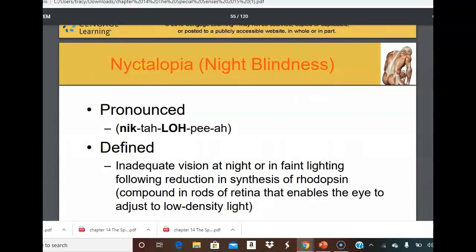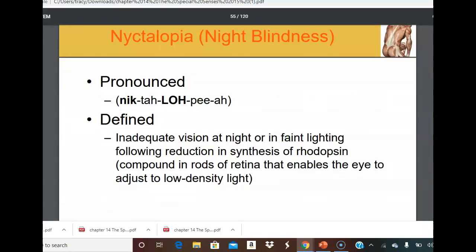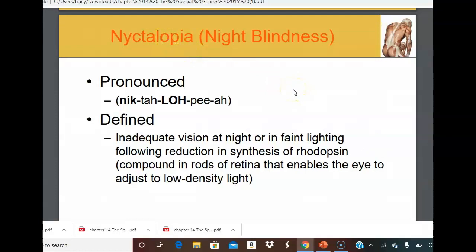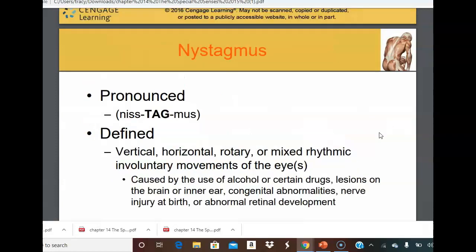Nyctalopia, nict refers to night vision. So these are people that have night blindness. They can't see appropriately at night or in faint or dim lighting because of a decrease in a pigment called rhodopsin. Rhodopsin is secreted from the rods, and it allows people to adjust to low density light and be able to see. These people have an issue with the synthesis of this particular pigment, so they can see in bright light, but they can't see in dim light or darkness.